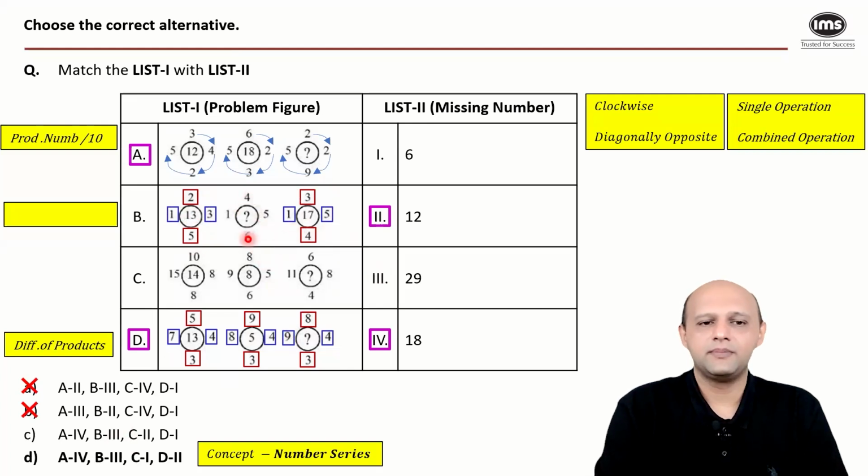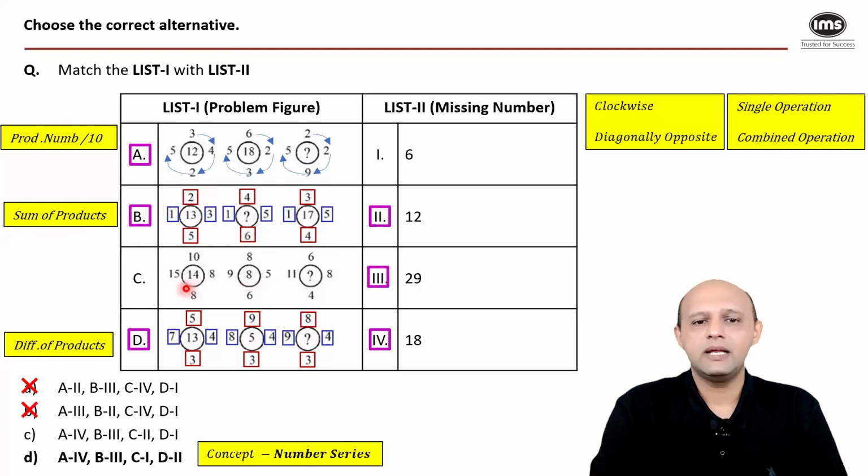So therefore, what is 4 6s are 24. So the logic here is sum of products. So 4 6s is 24, 1 5 is 5. So obviously B will map with the third element from this list.